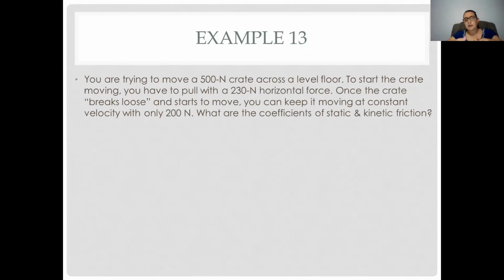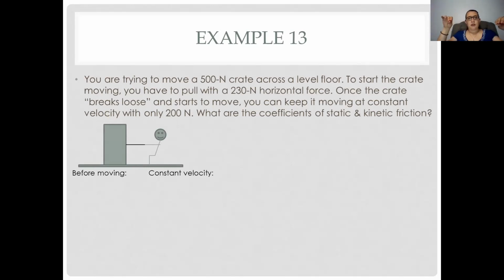Okay, so a little bit of a twist here on our previous examples. Now we're not given the coefficients, but we are given the forces. So let's see what's happening. Here we have a crate. You're trying to pull it horizontally on this floor. So before moving and constant velocity are two separate parts to this example, right? When we're dealing with something before it's moving, that's the static friction portion. And then once it breaks loose and starts to move, we'll look at that portion separately.